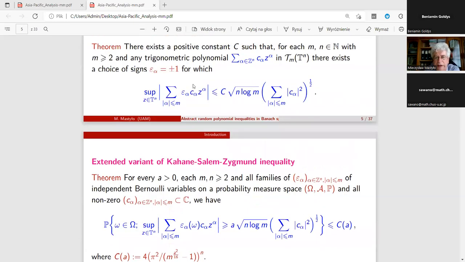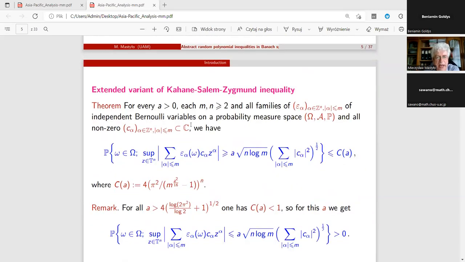By the way, this inequality found many beautiful applications in many problems in number theory and so on. But okay, next one, the extended version. It says that for every a bigger than zero and integers m, n bigger than two, and all families of independent Bernoulli variables on a probability measure space, and all coefficients, the probability of the following event is less or equal than some constant depending on this a, and this constant can be calculated. So it's a magic number which comes from the calculations.